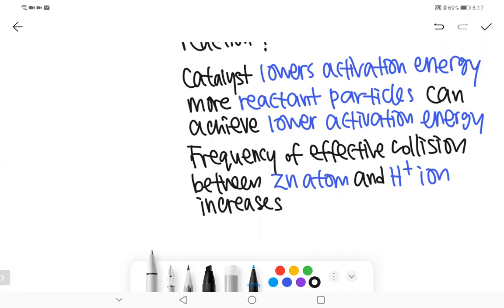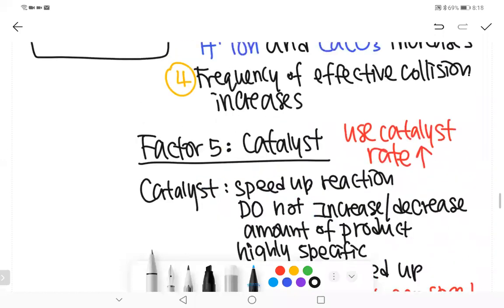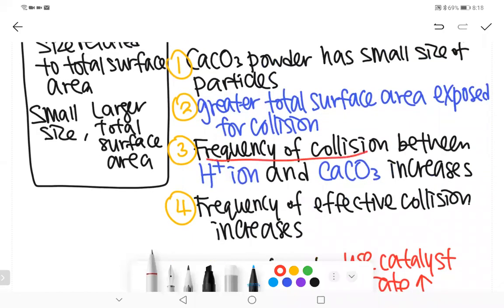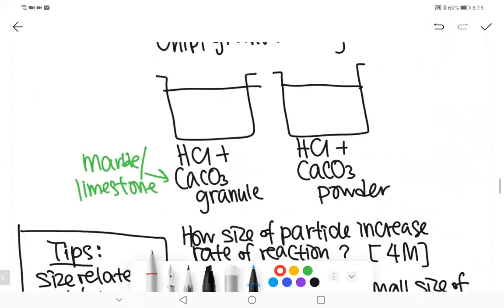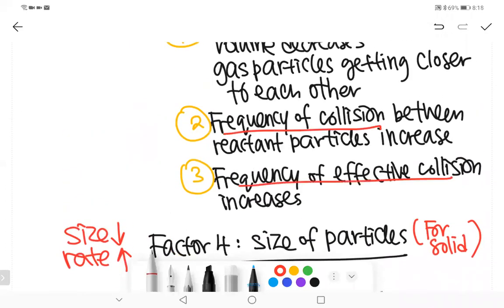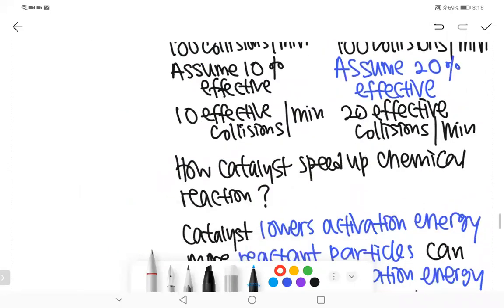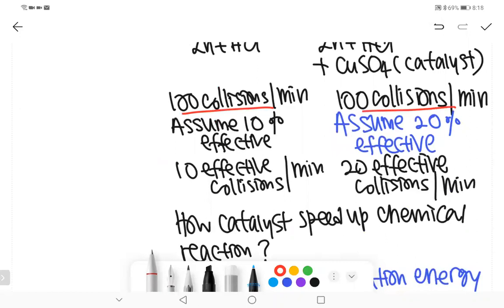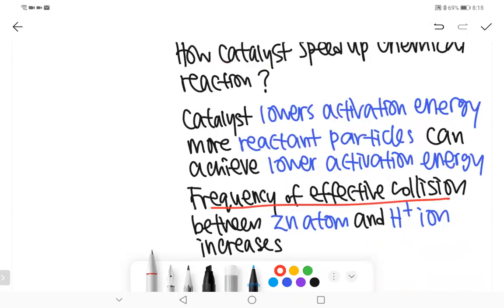I want all of you to be aware that catalyst also can speed up the reaction, but the way they speed up is very different. All the other factors always increase the collision, they increase effective collision. But if you look at catalyst, before and after you add catalyst, you still have 100 collisions. So you do not increase the number of collision. You only increase the effective collision directly. So guys, are you okay with this concept? Would it be very confusing?